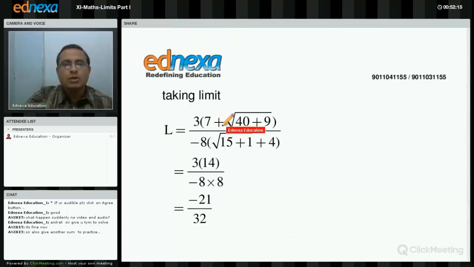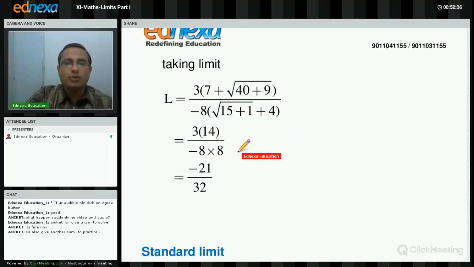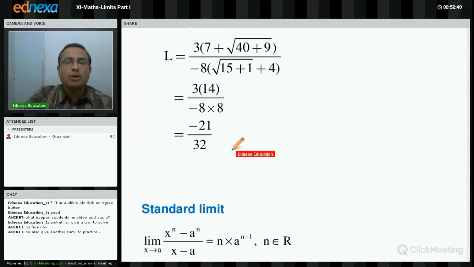So what happens when I take the limit? 3 into 7 plus root of 40 plus 9, upon minus 8 into root of 15 plus 1 plus 4. That is 3 into 14 upon minus 8 into 8. Why 8? 15 plus 1 is 16. Its root is 4. 4 plus 4 is 8. So on simplification, I get minus 21 upon 32 as the final answer.